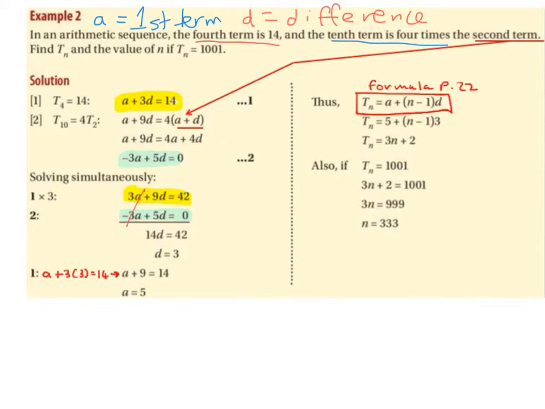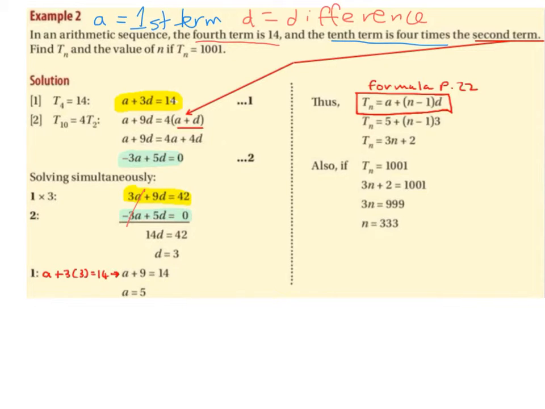So then I'm going to use that formula there at the top. I could use whichever equation I wanted really. A plus 3D equals 14, and I'm going to sub in the D for 3. So it's going to be A plus 3 times 3 is equal to 14. So A plus 9 is equal to 14. And 14 minus 9 is 5. So A is equal to 5. So the first term is 5 and the common difference is 3.